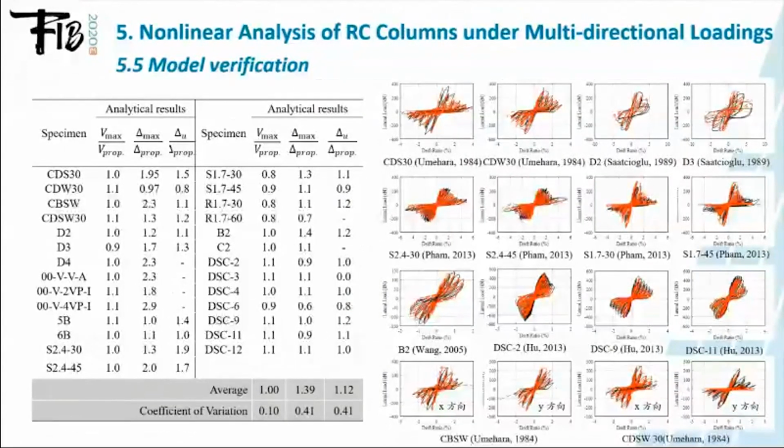For the tests by other researchers, the average value of the measured to the estimated peak strength is 1.0, and the coefficient of variation is only 10%. The average values of the measured to the estimated deformation at the strength point and at the shear failure point are respectively 1.39 and 1.12.